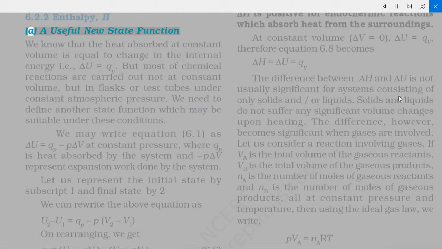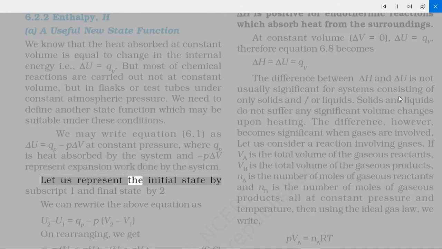Enthalpy, H, a useful new state function. We know that the heat absorbed at constant volume is equal to the change in the internal energy, i.e., ΔU is equal to qV. But most chemical reactions are carried out not at constant volume, but in flasks or test tubes under constant atmospheric pressure. We need to define another state function which may be suitable under these conditions. We may write equation 6.1 as ΔU is equal to qP minus PΔV at constant pressure, where qP is heat absorbed by the system and PΔV represents expansion work done by the system.